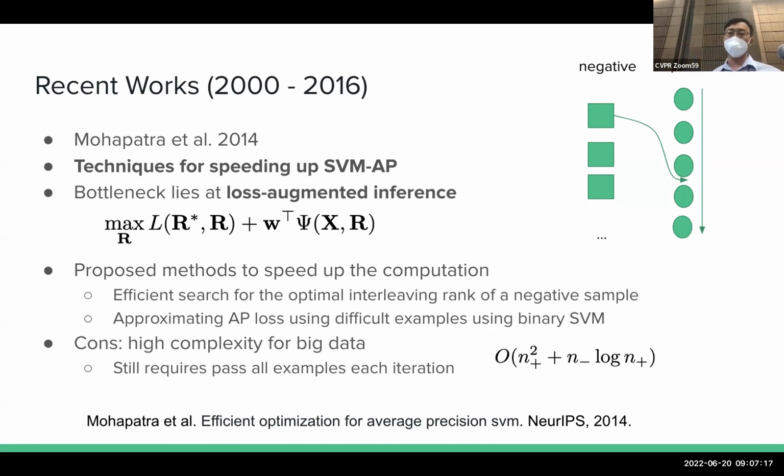And they also proposed another heuristic approach using a two-stage approach. Basically, they run a standard SVM and use that to select some difficult examples. And in the second stage, they just focus on optimizing AP loss based on the difficult examples. But still, this type of approach needs to go through all examples every iteration, right? So it's also not very applicable to deep learning.